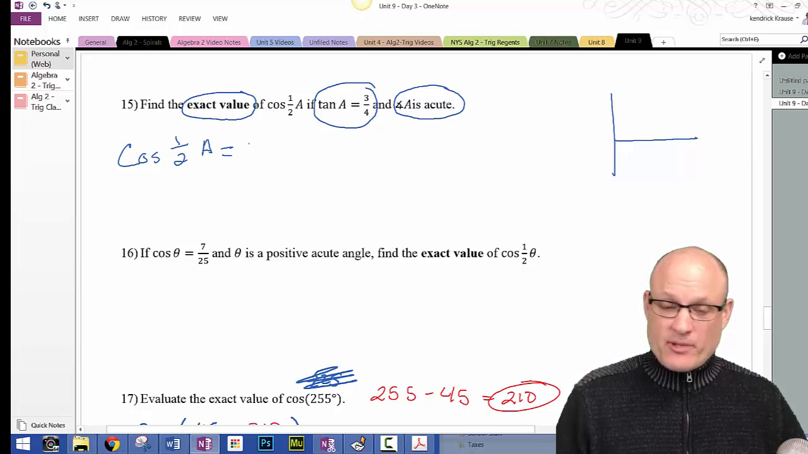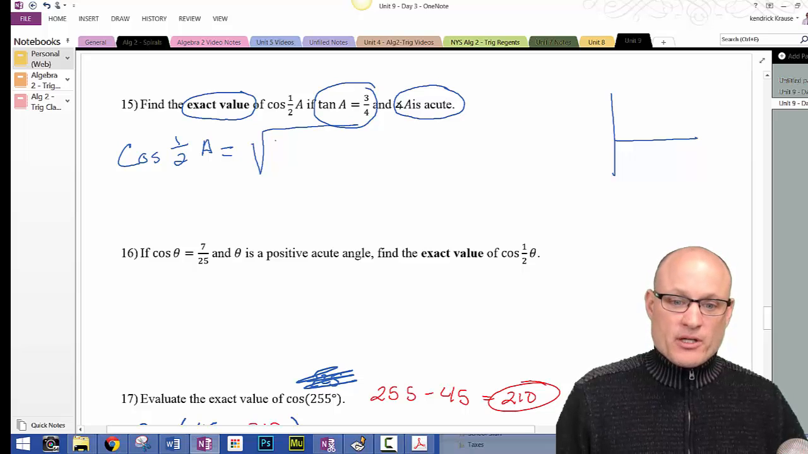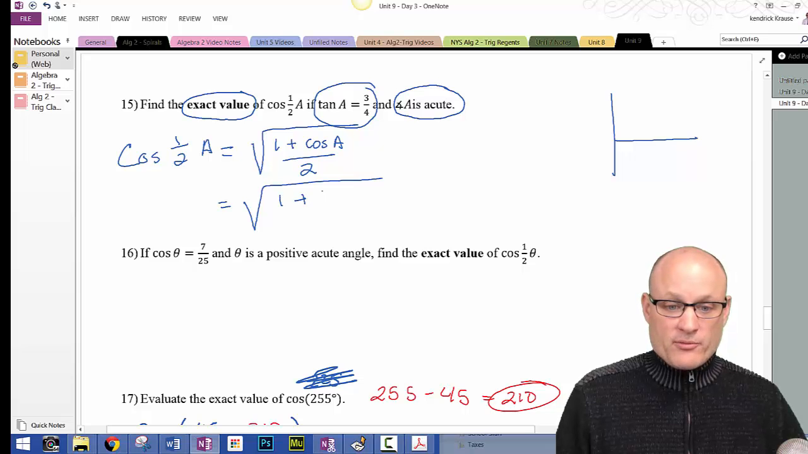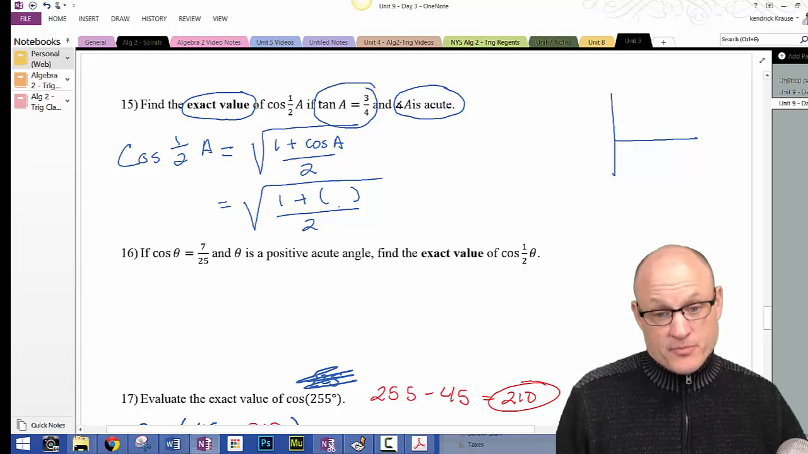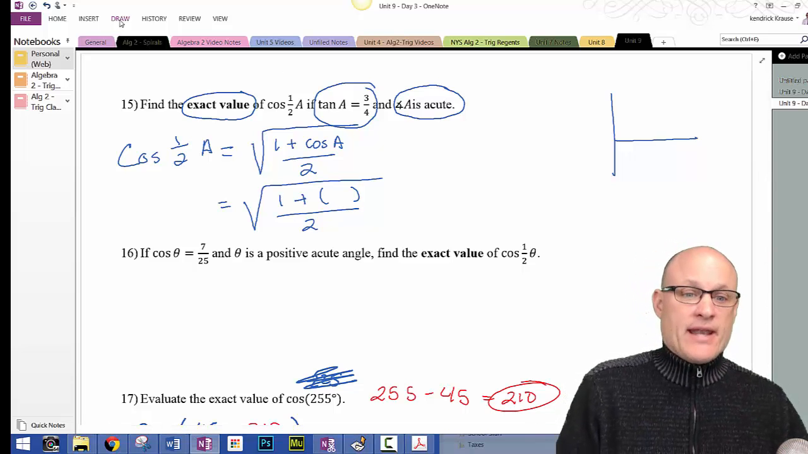So, we don't need plus or minus. We'll just use plus, so we don't even need to put anything. Square root of the formula, 1 plus cosine of A over 2. So I'll just sub in, like the last problem. No problem. 1 plus, and Mr. Krause said use parentheses, because otherwise he gets mad.